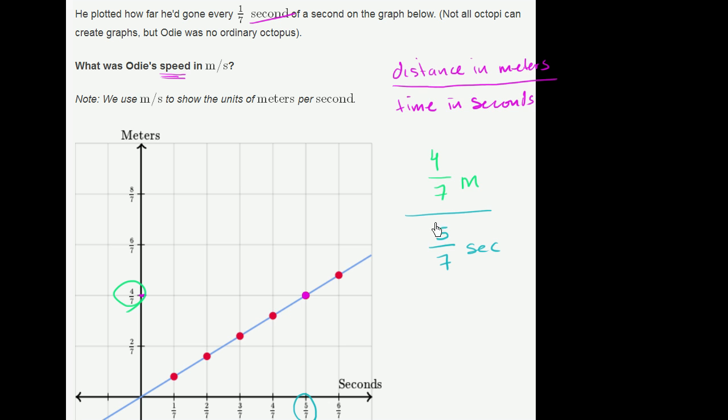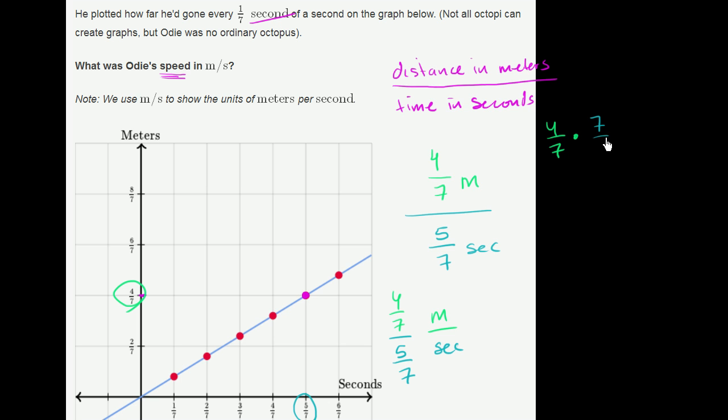per second. So this is going to be the same thing as 4/7 over 5/7 meters per second. And 4/7 divided by 5/7 is the same thing as 4/7 times 7/5. So let me write that down. 4/7 times 7/5. Dividing by a fraction is the same thing as multiplying by its reciprocal.